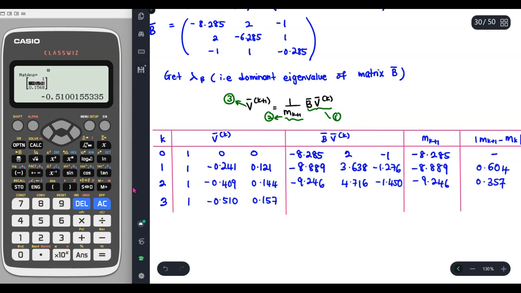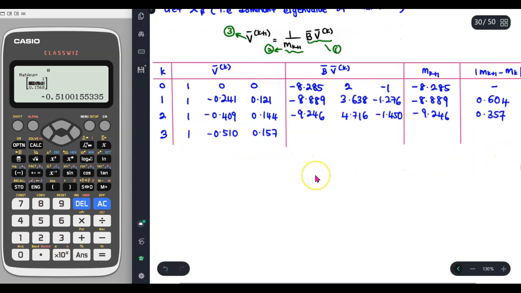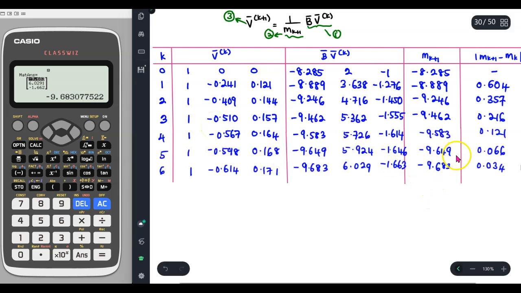And then you proceed with the iteration process until you see the stopping condition here. You satisfy the stopping condition here, which is the value here should be less than 0.05. So I hope you can proceed on your own. But for now you can see the complete values for this table. So you are supposed to get these values here, up to this stage here. So you see the difference between two consecutive m is now smaller than 0.05.